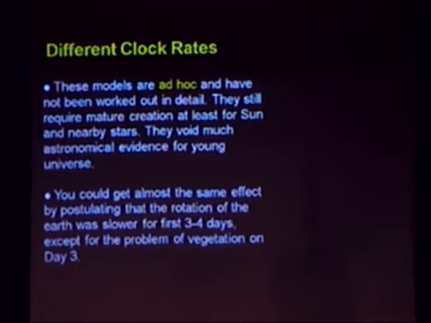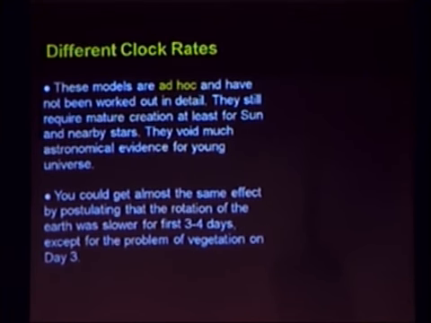And I would say that if you want different clock rates on the Earth rather than far away, an easy way of doing it is to say, well, why don't we just accept the biblical unit of time as a day, but postulate that the rate of rotation of the Earth was a lot slower for the first 3 or 4 days. So then you could have had a couple of days, each being 1 billion years long, but each is just one period of light and darkness. That would give you almost the same effect as they get with their models, but a lot simpler.